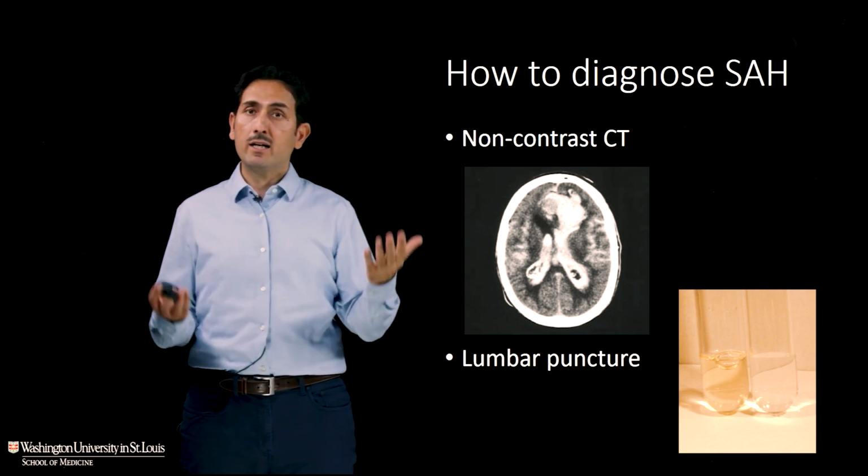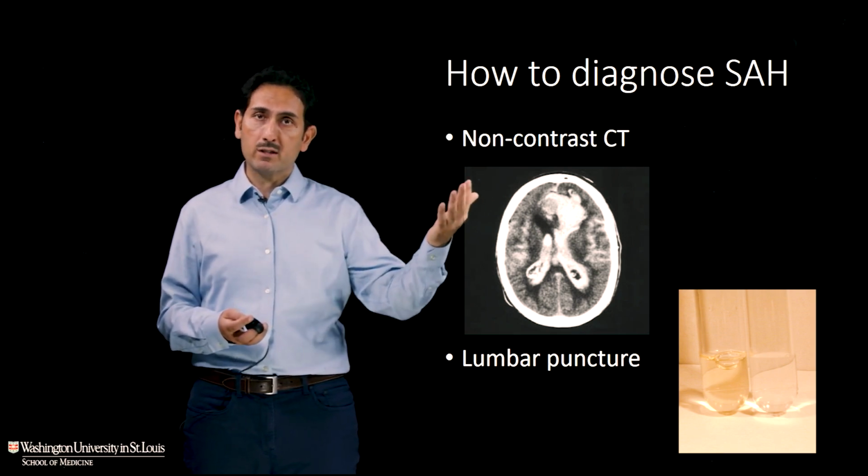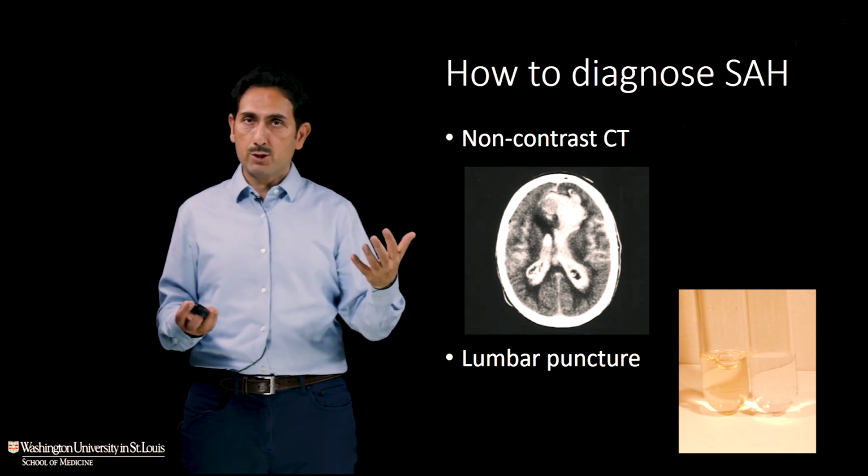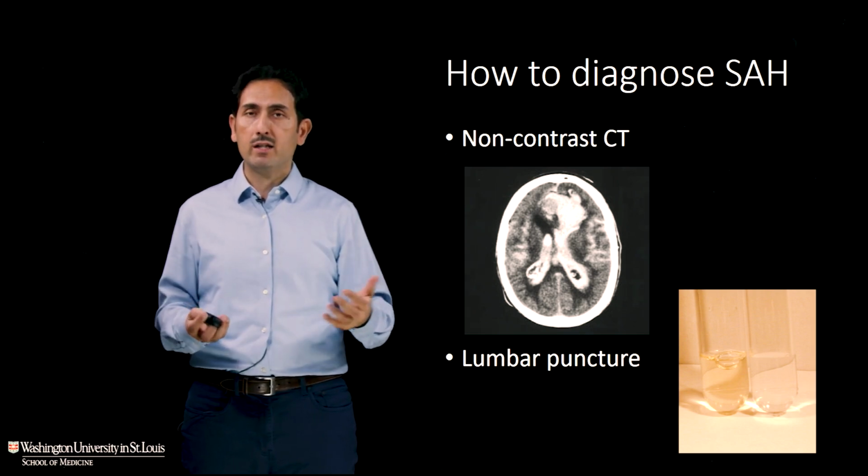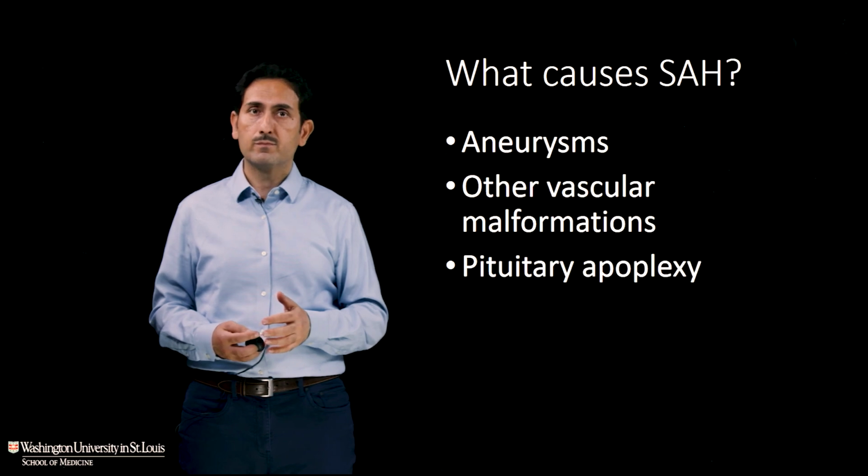So that's another test. And if you do have a third nerve palsy and look for an aneurysm, an angiogram or a CT angiogram or an MR angiogram with MRI can look for that aneurysm.